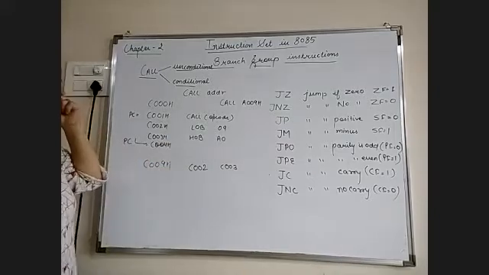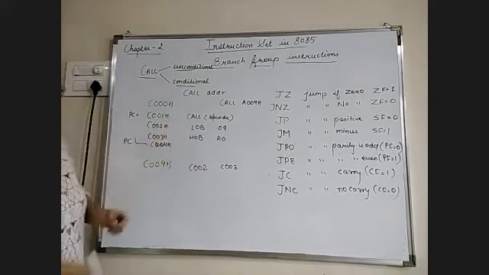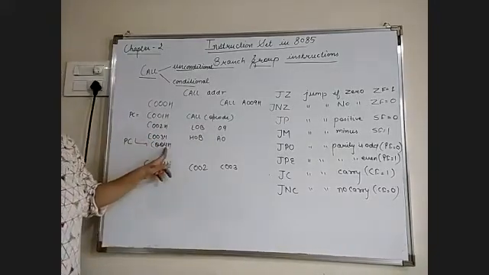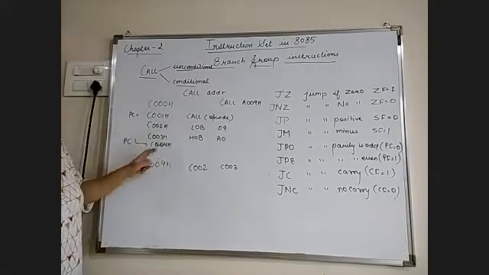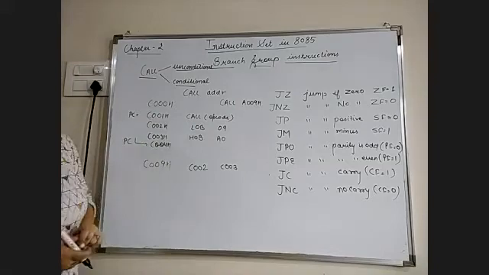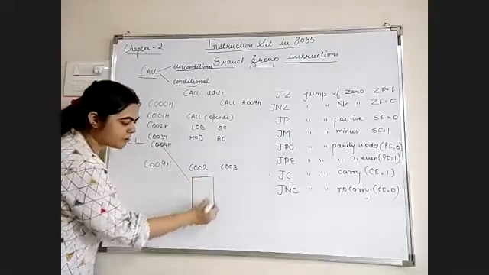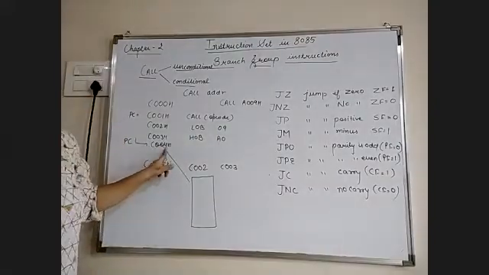Okay, so when this instruction is being executed by the microprocessor, at the same time the program counter will be changed to this new address, that is C004H. So before jumping into the subroutine program, this address will be stored in the stack memory. Okay, so this address will be pushed on the stack memory.